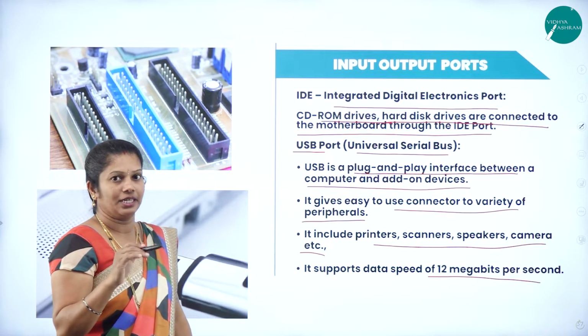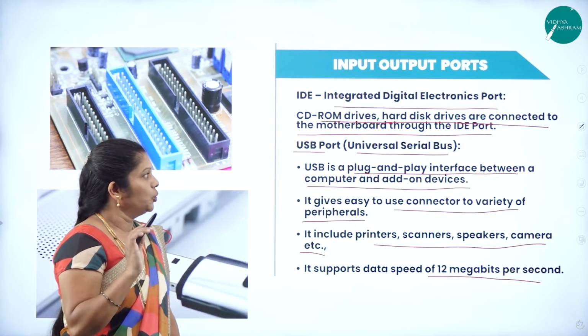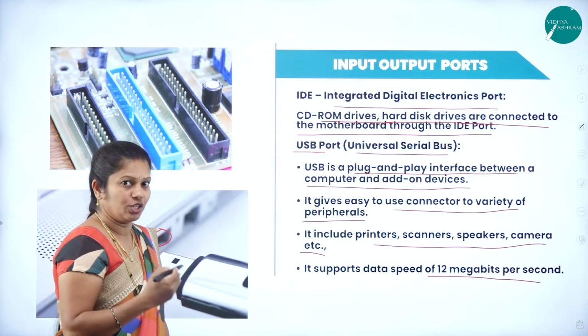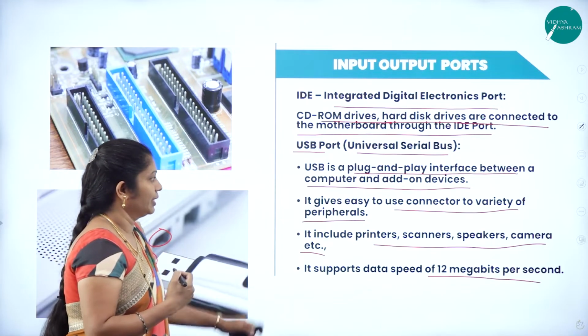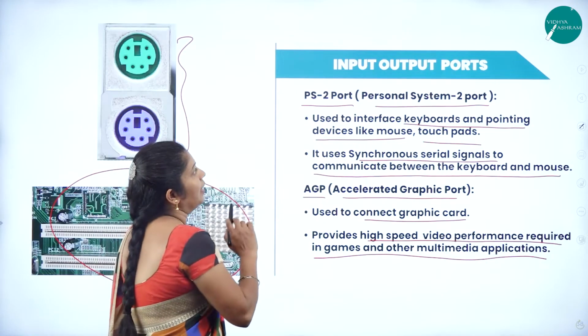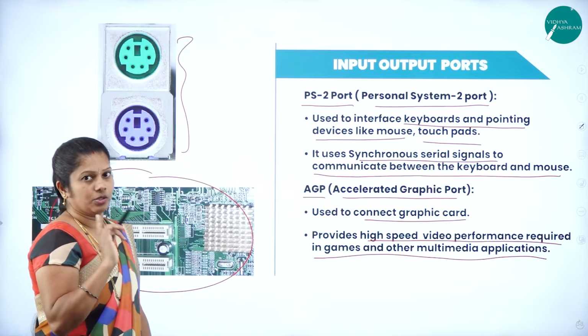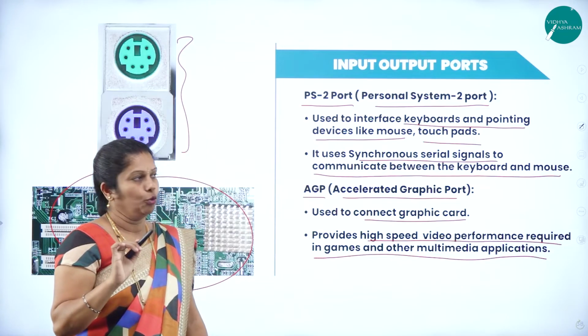Here it is mainly used to connect an additional hard disk, whereas the USB port is nothing but Universal Serial Bus, used to connect pen drives and additional devices like keyboard, mouse, monitor. There we are able to connect. Then the next one, the PS2 port, is mainly used to connect keyboard as well as pointing devices like mouse. That is Personal System 2 port.